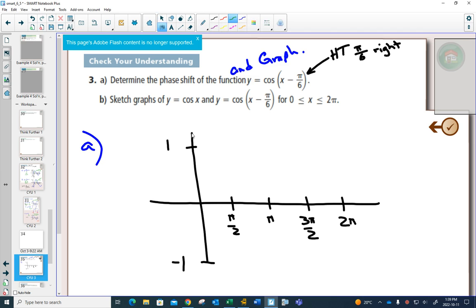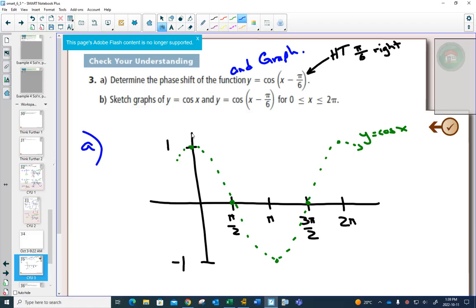And I'm going to draw the cos graph without any shift. My regular cos graph starts at a maximum, center line, minimum, center line, maximum. I'm going to just draw it in a dotted line. This dotted line is cos of x.